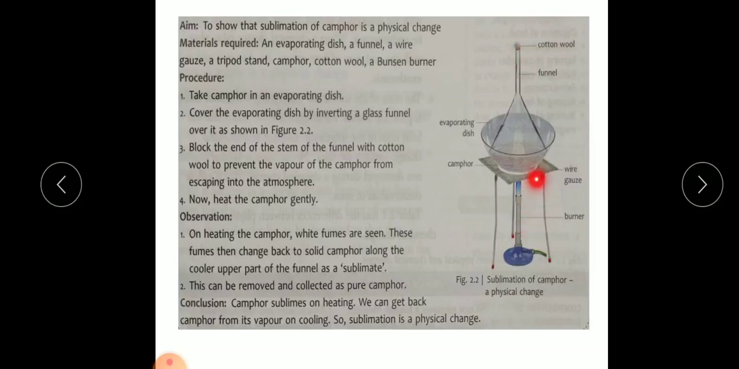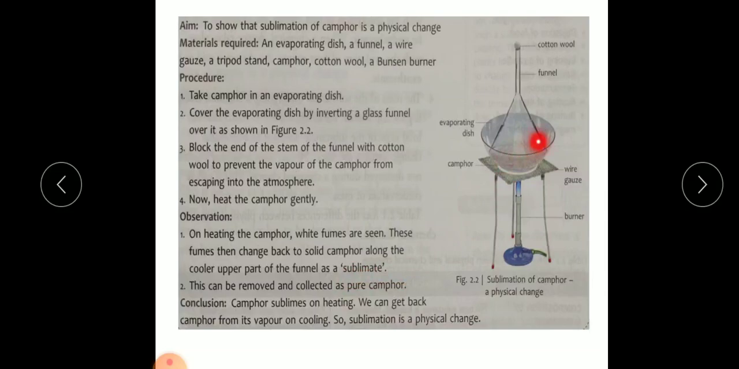Now we'll heat the camphor gently. We'll observe that, on heating the camphor, white fumes are seen. So when you heat it, what will happen? The camphor, which is in solid form, will start converting into the gaseous form, and you can see the white fumes coming out of it. These fumes then change back to solid camphor along the cooler upper part of the funnel as a sublimate.